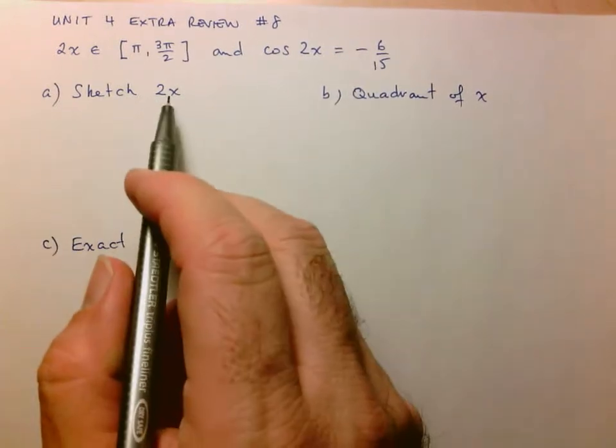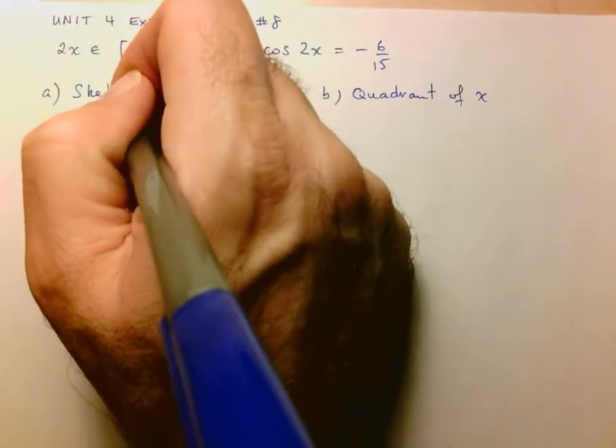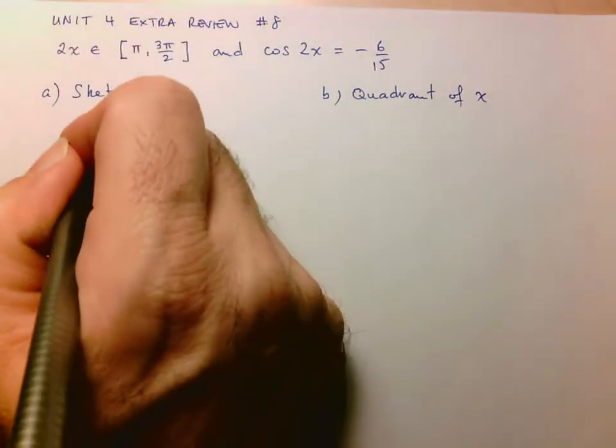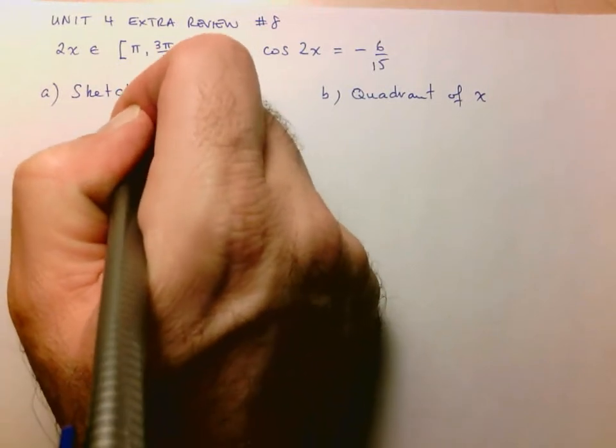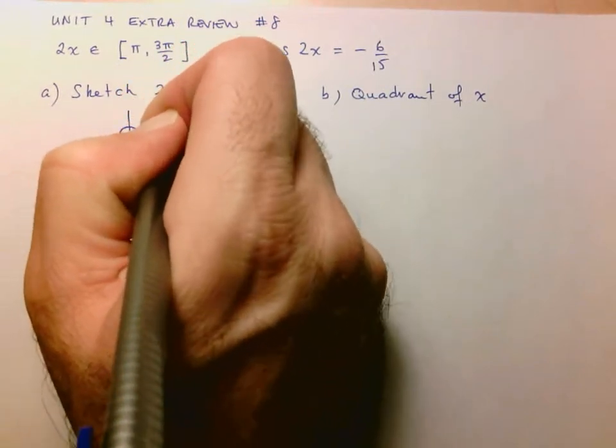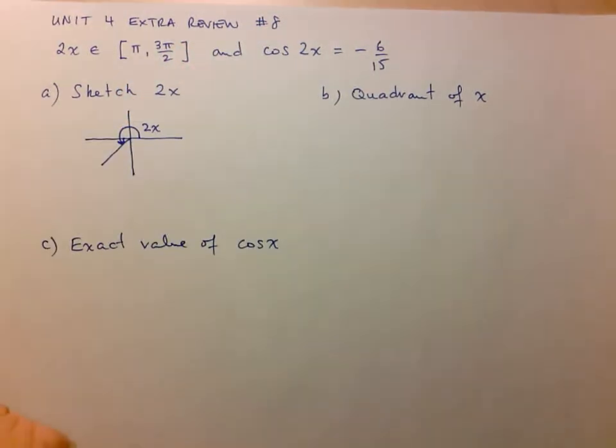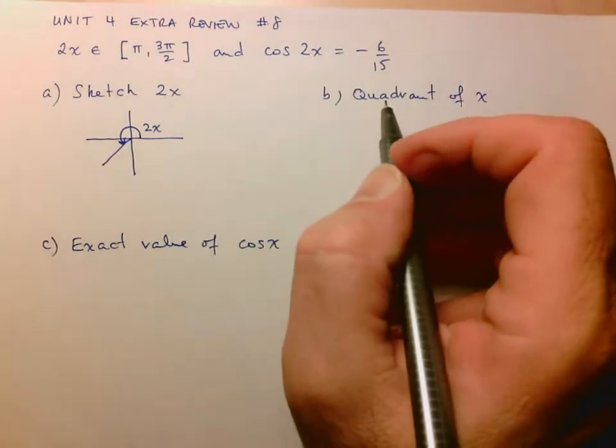Okay, so let's see what they're asking us to do. First they're asking us to sketch 2x, so nothing complicated here. We just need some angle in the third quadrant. Okay, so put it somewhere there. So there's my angle 2x. Okay, next thing they asked us to do is to determine the quadrant of x.